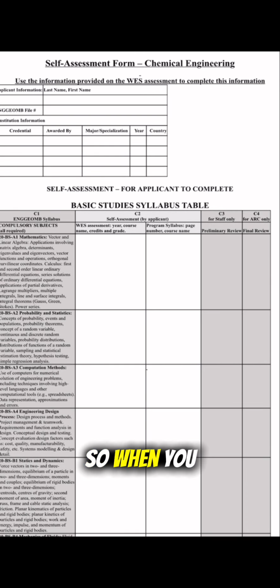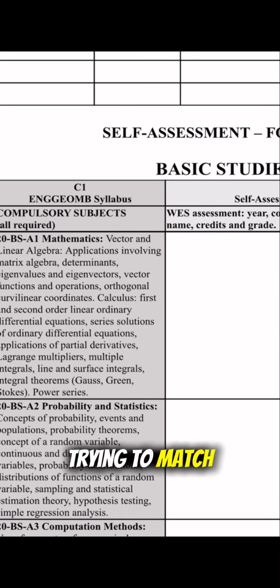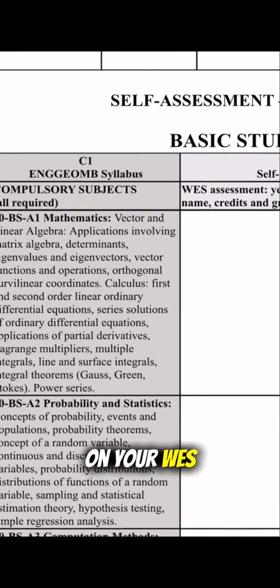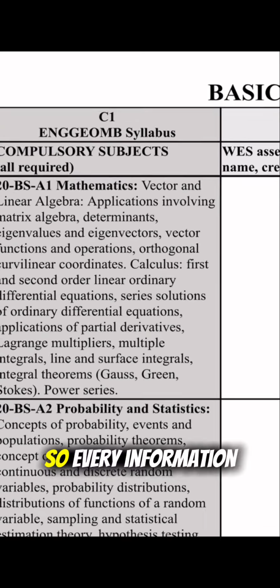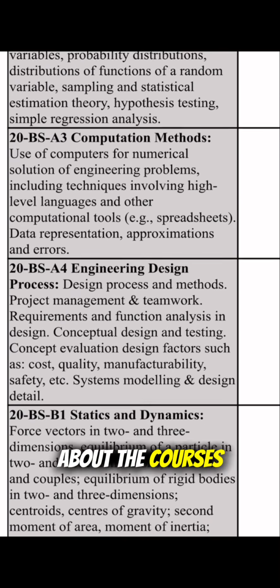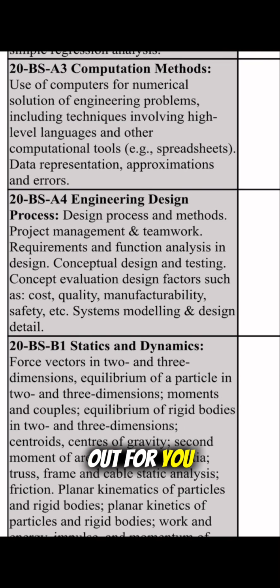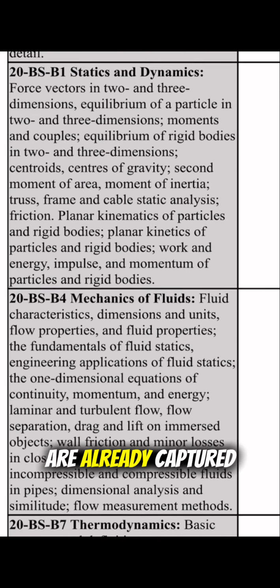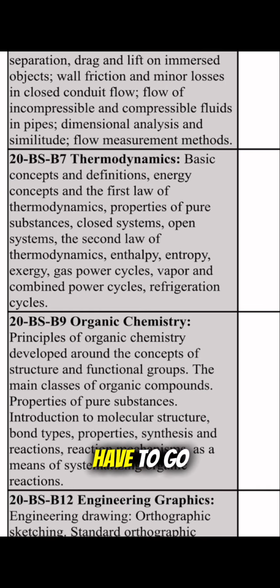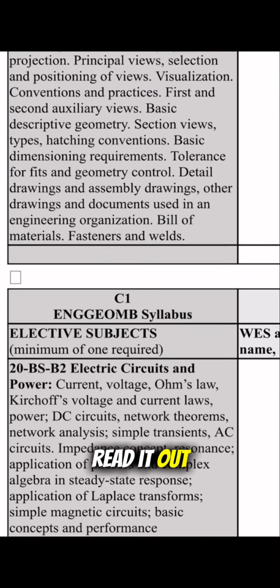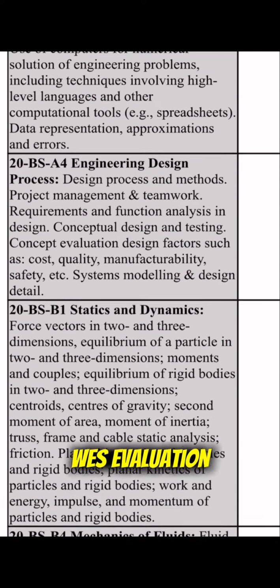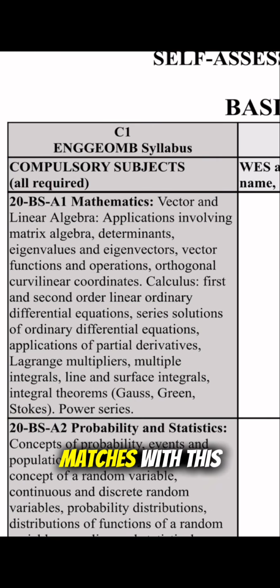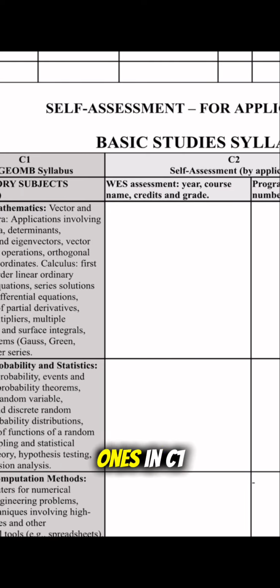So when you are filling this up, you are just trying to match what is captured on your WES to the Canadian syllabus. So the Canadian syllabus is the first column that you are seeing now. So all the information about the courses in Canada is already written out for you. Every program content is already captured. So you just have to go through it, read it out, get to understand it, and check your WES evaluation to know which of your courses match with these ones in C1.